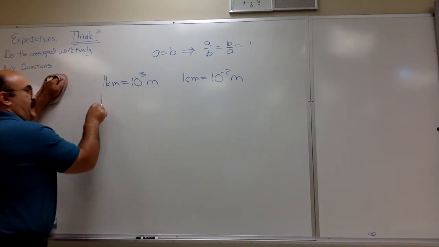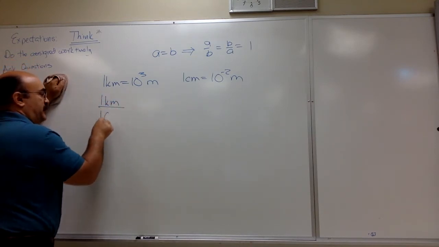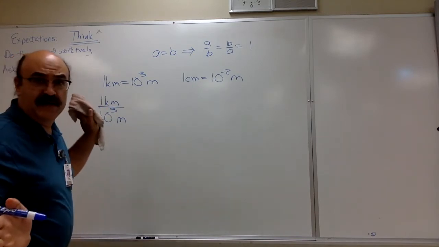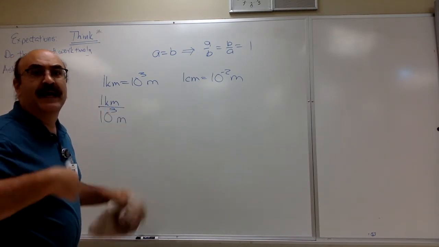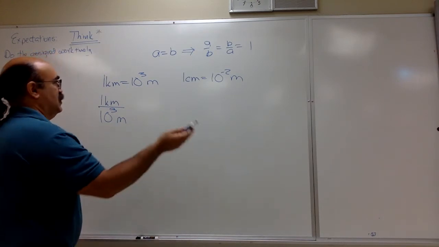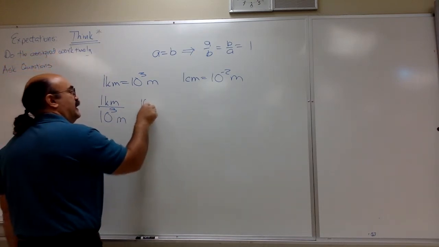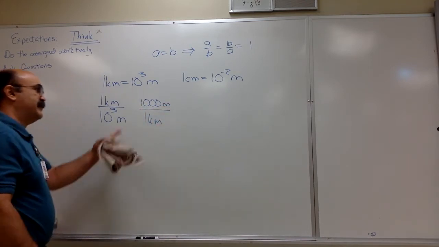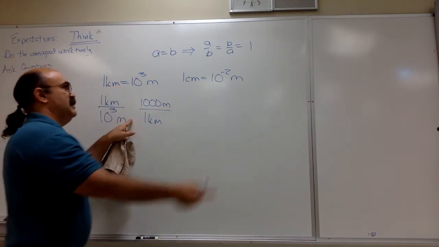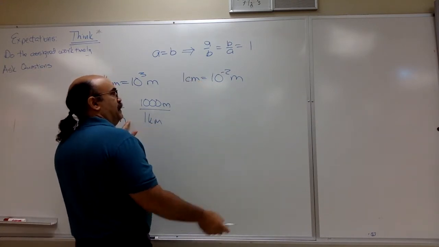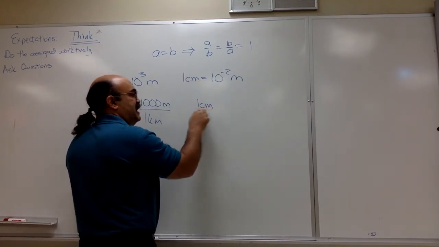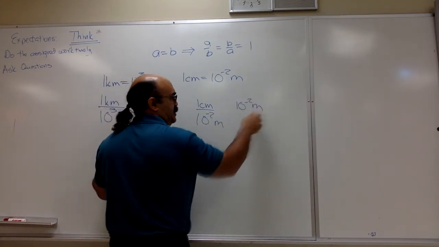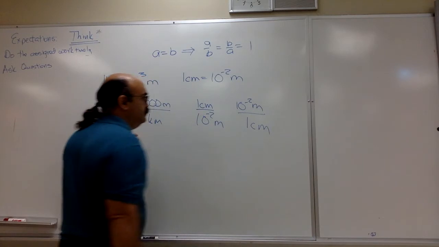So I have 1 kilometer per 1,000 meters. And if you wanted to write it out as 1,000 instead of 10 to the third, that's fine. I do it that way because it's just quicker. Or I could write it as 1,000 meters per 1 kilometer. Absolutely correct. There's my 2 conversion factors from here. Same thing. Here I could write it as 1 centimeter per 10 to the minus 2 meters, 10 to the minus 2 meters per 1 centimeter.